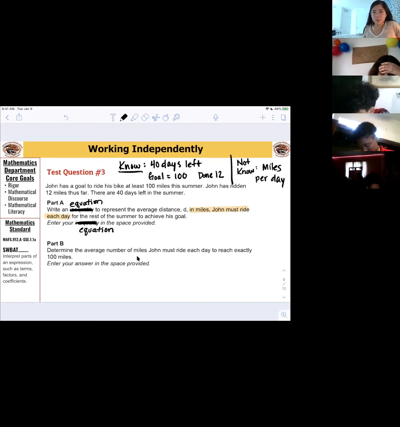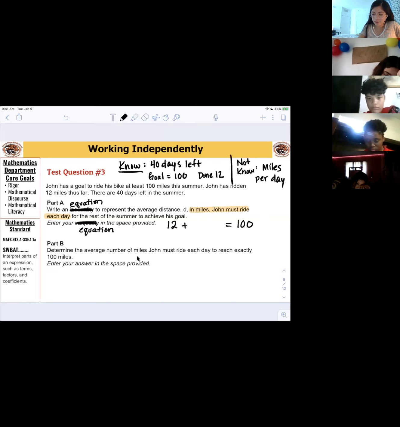Right? So I'm going to use this information to write my equation. In order to get to his goal of 100, whatever he does has to equal 100. In order to get to that goal, where are we starting? How much did he already do? 12. Good. He already did 12. So we start with 12. And he's going to have to do a certain amount each day for 40 days, right? We don't know how many miles per day he's going to need to do, but we know that it's going to take 40 days to get there, right?